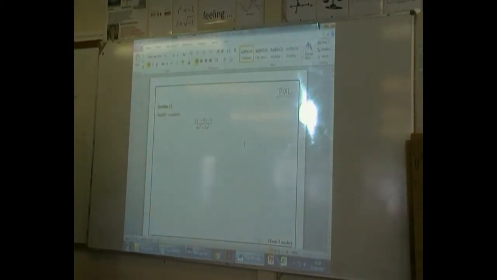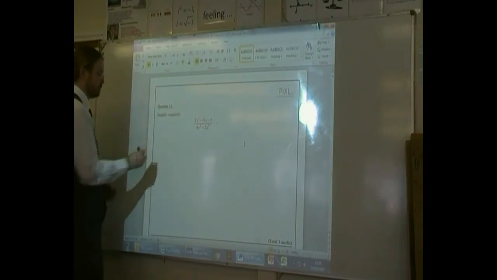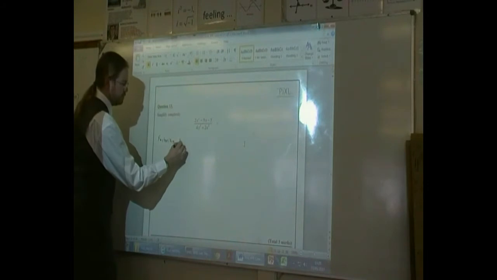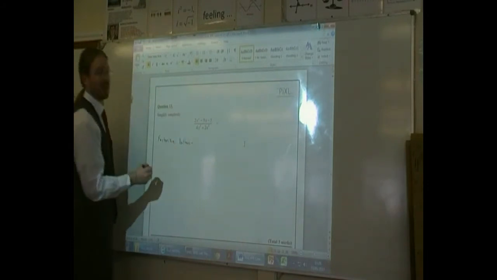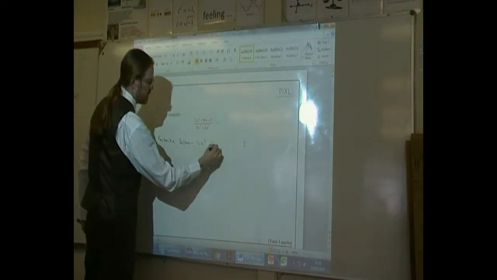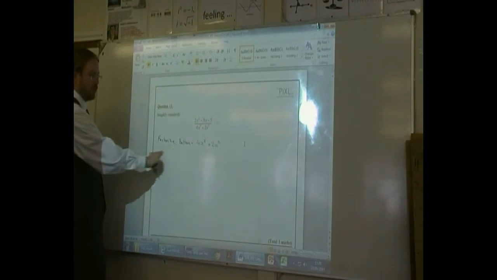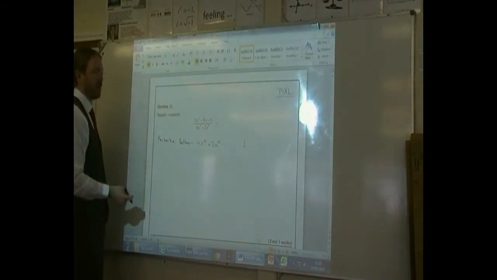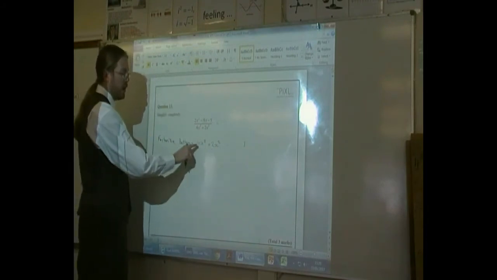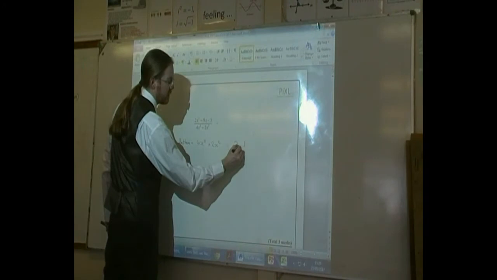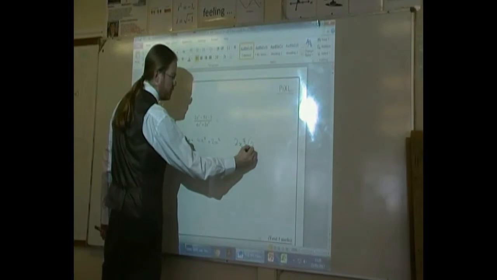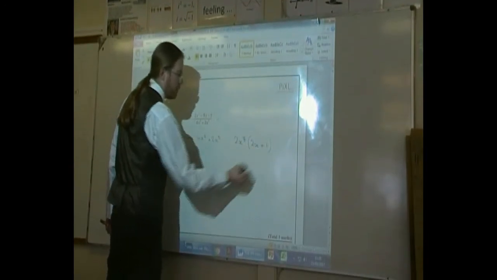I'm going to factorise the bottom first, or denominator. So 4x cubed plus 2x squared. It's important that you show what you're doing and why, so the examiner can mark it carefully. What goes into both of those? 2x squared. So that's what goes outside the bracket, and then inside the bracket, I should have 2x plus 1.